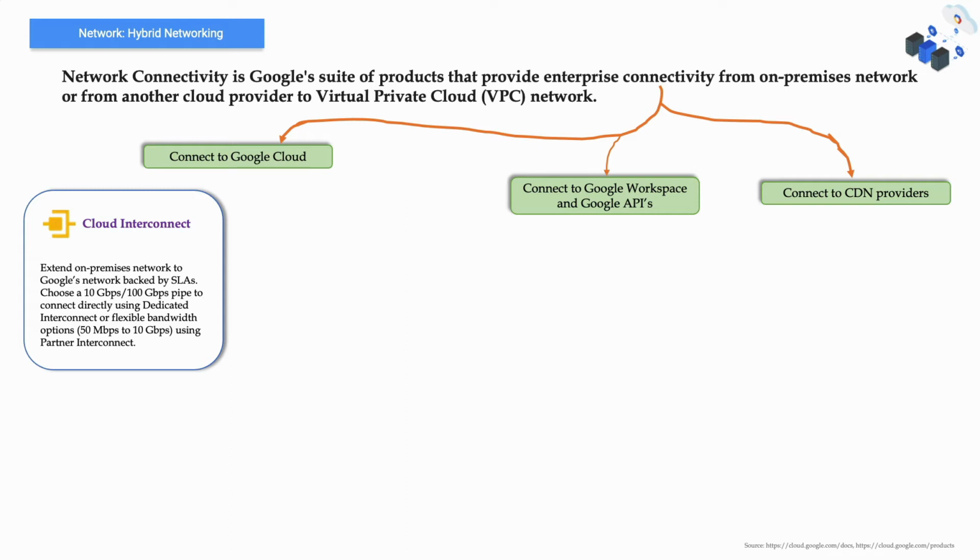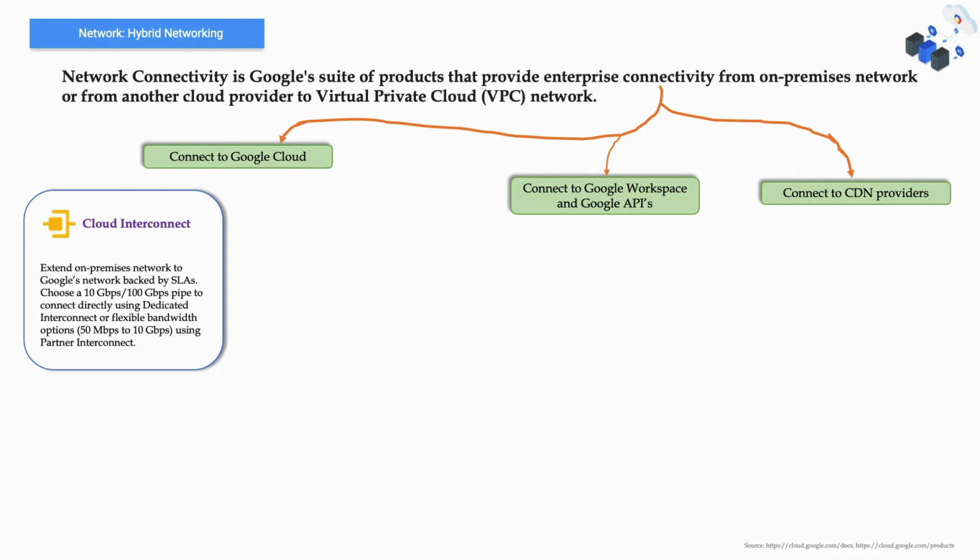Now, dedicated interconnect works if your enterprise resides in a co-location facility close to Google. Then you can use dedicated interconnect. But if your enterprise is in a far away or remote area where Google doesn't have a data center or it's not available, you can use the partner interconnect, where basically the partners create that co-location facility with you, and then they map it to Google's network.